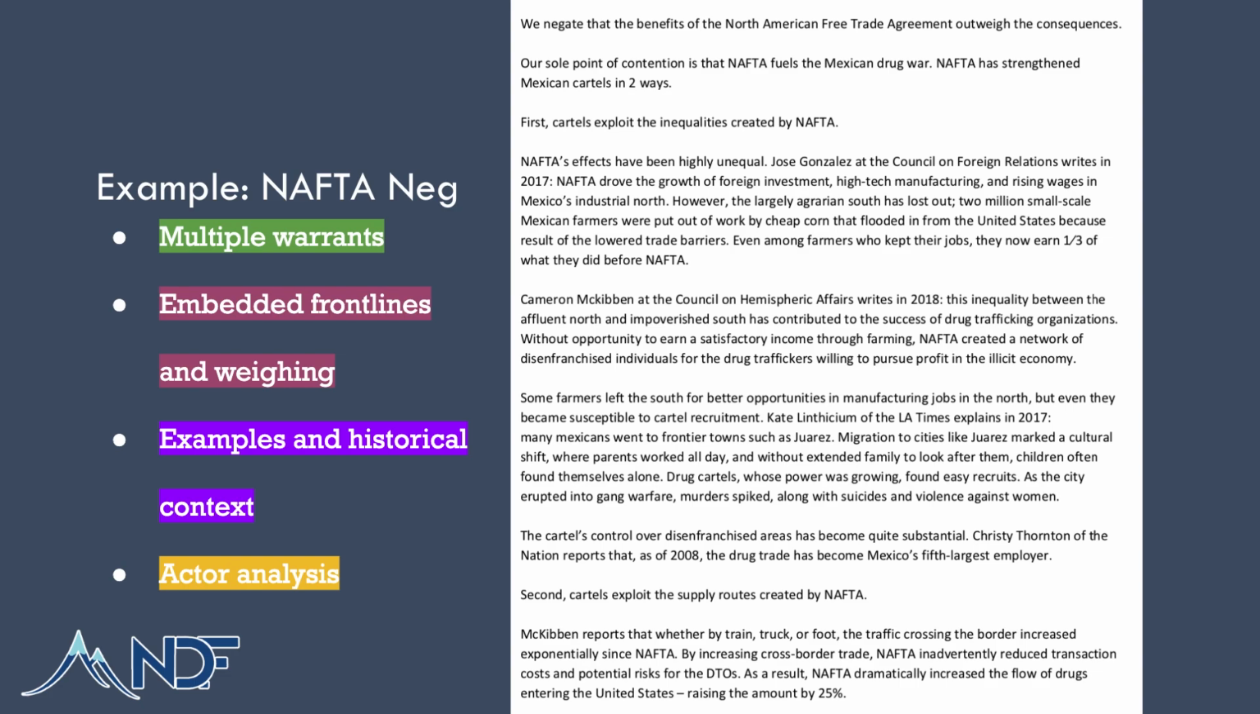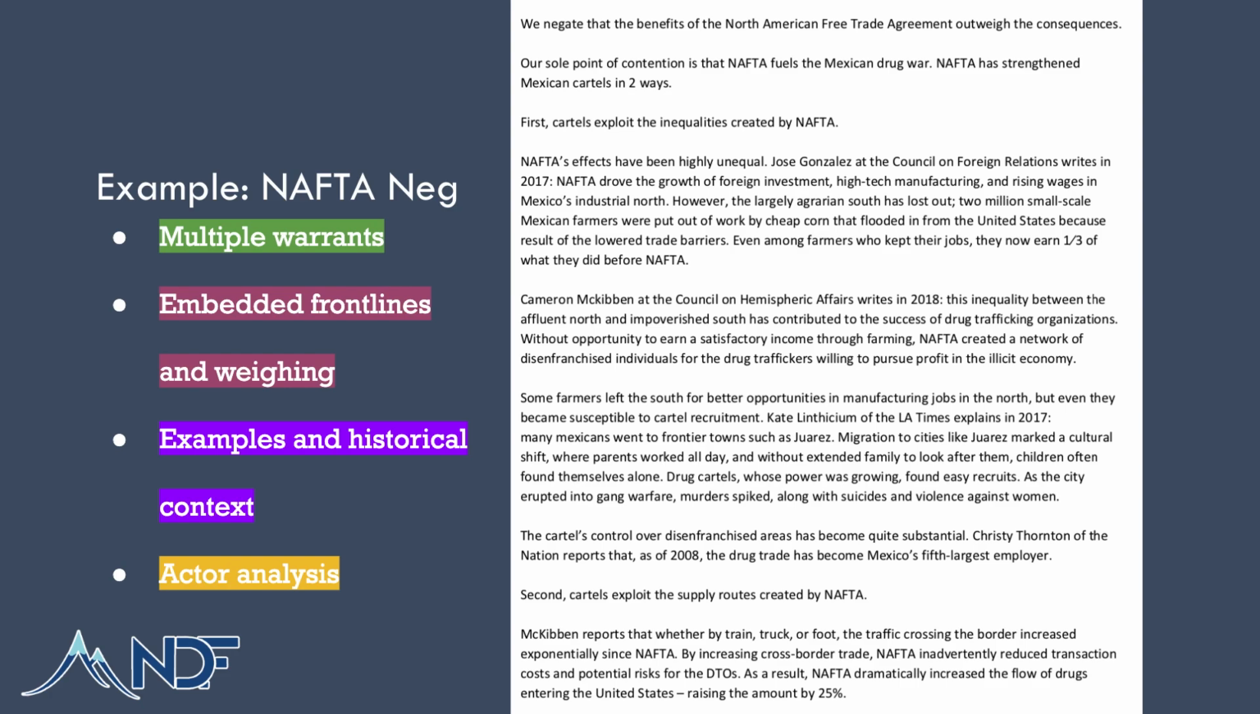The cartel's control over disenfranchised areas has become quite substantial. Christy Thornton of The Nation reports that as of 2008, the drug trade has become Mexico's 5th largest employer. Second, cartels exploit the supply routes created by NAFTA. McKibben reports that whether by train, truck, or foot, the traffic crossing the border increased exponentially since NAFTA. By increasing cross-border trade, NAFTA inadvertently reduced transaction costs and potential risks for drug trafficking organizations. As a result, NAFTA dramatically increased the flow of drugs entering the U.S., raising the amount by 25%.